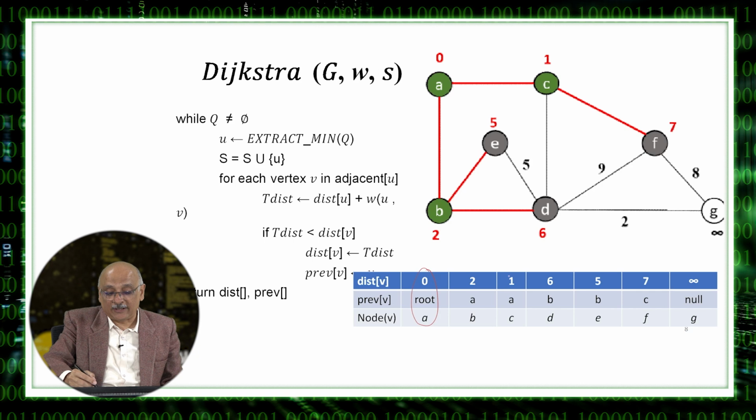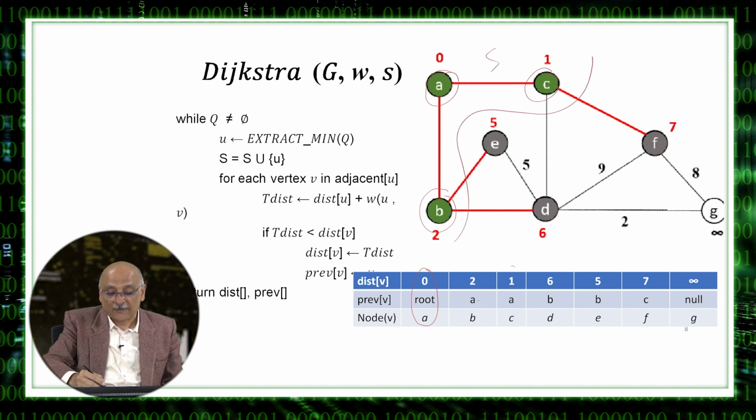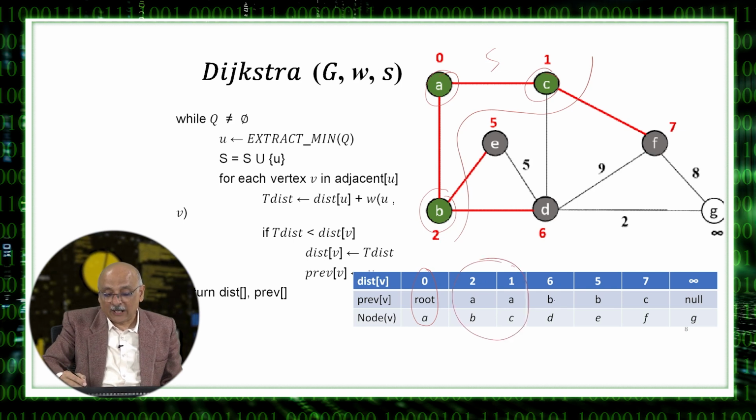This node is already done. C, A and B, these three are already completed nodes. These are the part of S. Initially, okay, 2, 1. So these three nodes have been done. Over here, now you can see the predecessor is B. It has changed from C to B.